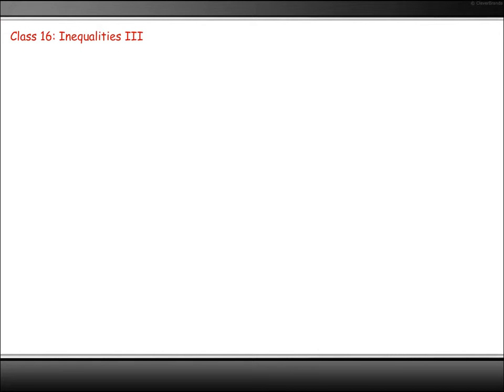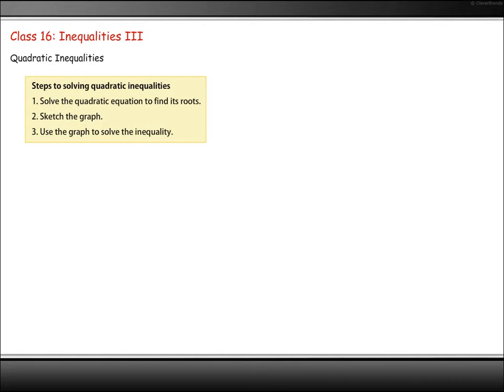Welcome to class number 16 of the Leaving Cert Ordinary Level Algebra course, where you are going to solve quadratic inequalities. There are 3 steps that you need to follow.